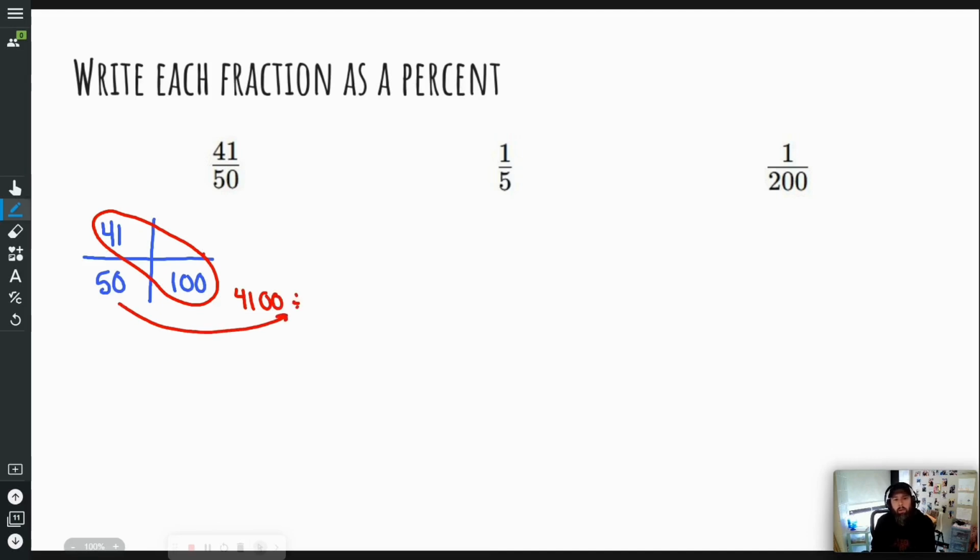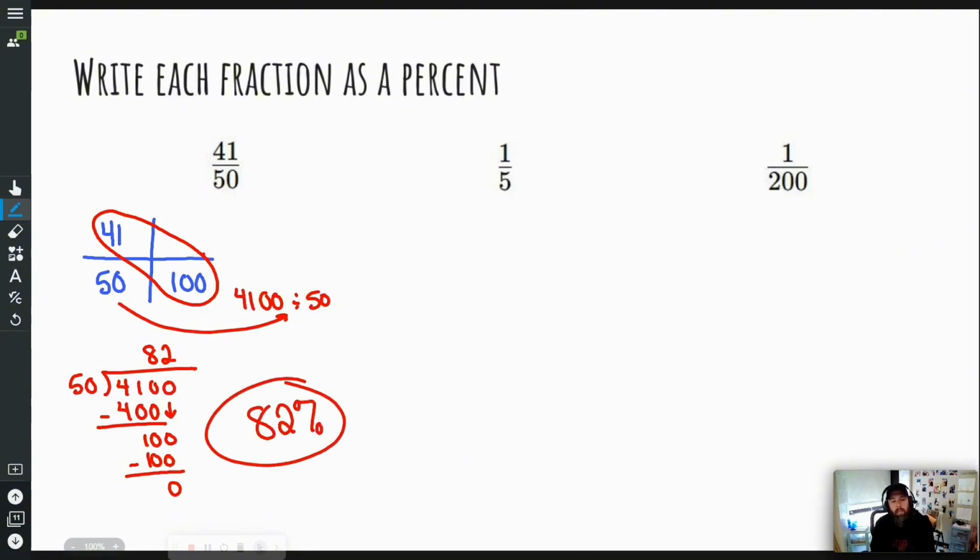Now let's divide out 50. So we're going to see how many times 50 goes into 4,100. 50 doesn't go into 41, but it goes into 410 8 times, because 8 times 50 is 400. So let's subtract. You get 10, drop down the 0. 50 goes into 100 twice, because 2 times 50 is 100. Subtract it out, you have no remainder, and with no more numbers to drop down, that number, 82, is going to be your percent, 82%.